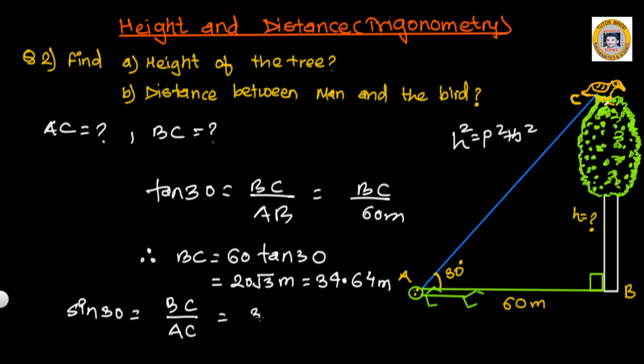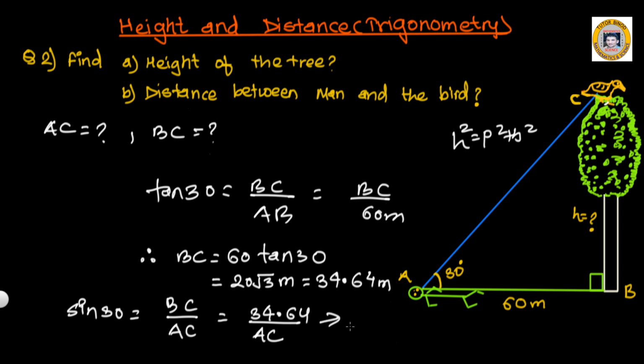My BC is 34.64 over my AC is, I have to find it. Now I can use the calculator, then get the AC by dividing 34.64 by sine 30.